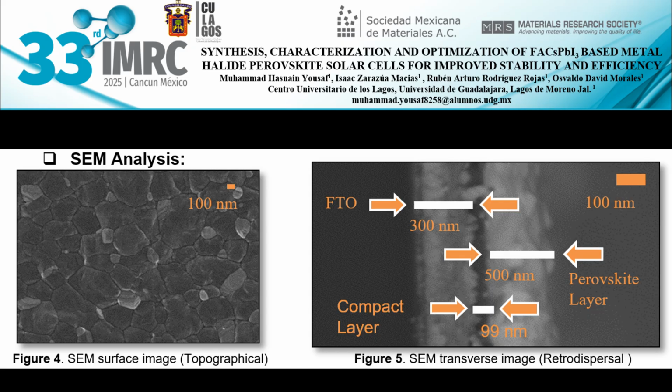For the morphological analysis, the topographical SEM image is taken, showing big grain sizes ranging from 130 nanometers to 194 nanometers. On further analysis, the average grain size is approximately 162 nanometers, and the layer shows clear boundaries between grains. The backscattered SEM image shows the thickness of each layer in the perovskite solar cell. The thickness of the perovskite layer is about 500 nanometers, which agrees well with the reported literature.